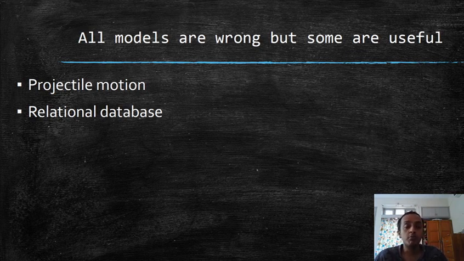So is it right? Is it wrong? Well, it depends on how much approximation and how much inconvenience you can accept. Any model that you pick up, you will always find its inaccuracies, but at the same time the model can be useful, and if it is useful, we typically use that particular model.